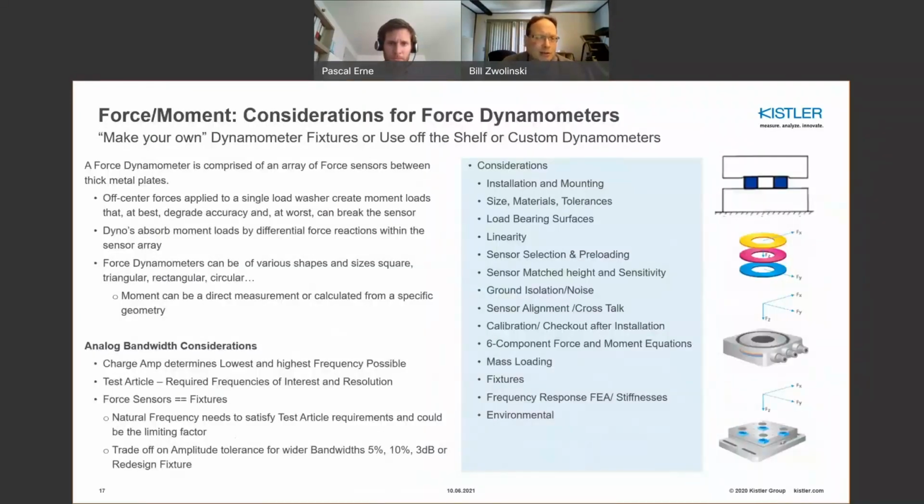So now that we've got a little background in piezoelectrics and software and hardware and how it all works, how do we take it to a point of measurement? In force measurement, I introduced the single and three component force sensors. Now you can use those sensors in what's called a force dynamometer. A force dynamometer is comprised of an array of force sensors between two thick metal plates, as you can see illustrated in this cartoon above.